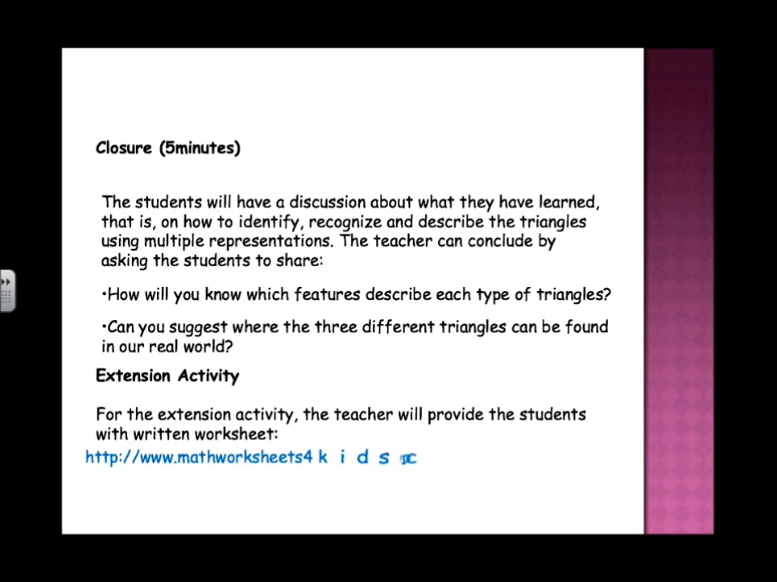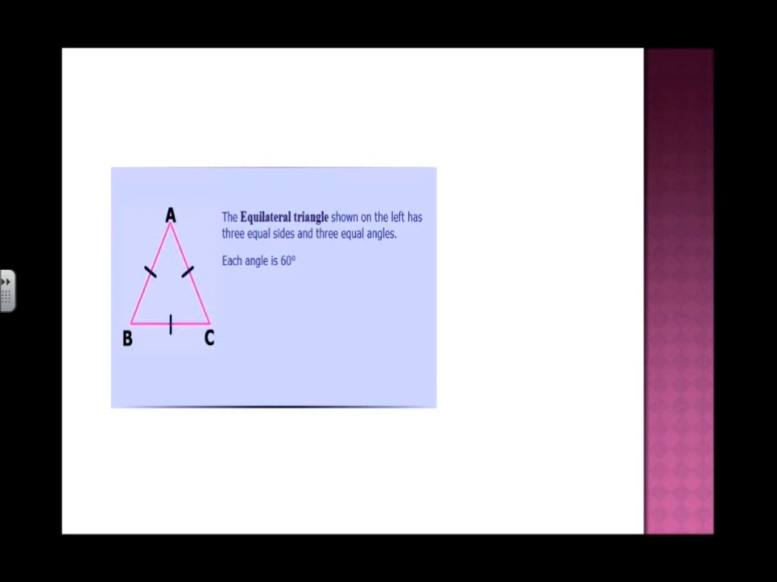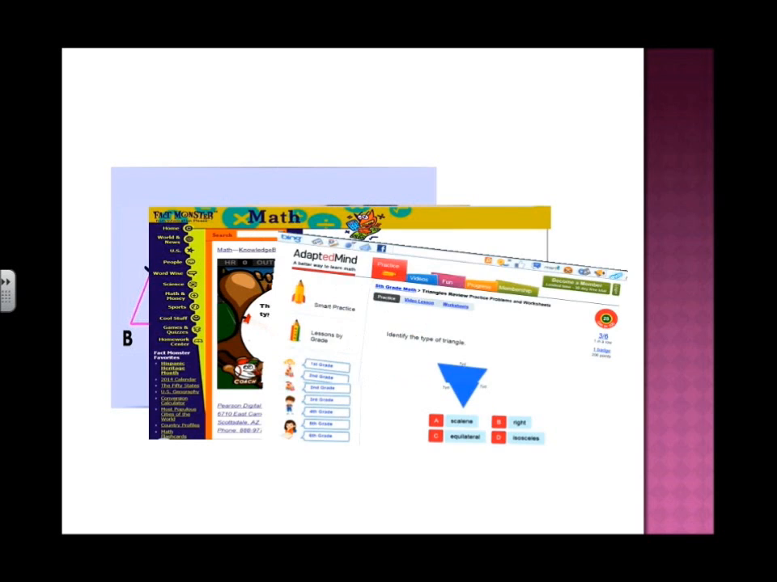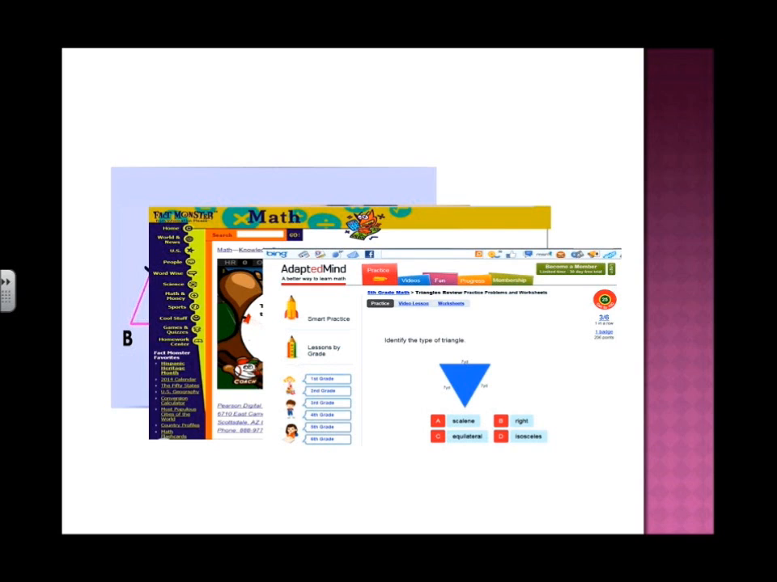For the extension activity, the teacher will provide the students with written worksheets from the following website. These worksheets provide practices on describing the three triangles based on the basic features of the three triangles. These are activities that can be shared during the introduction as well as the individual and the group activity.